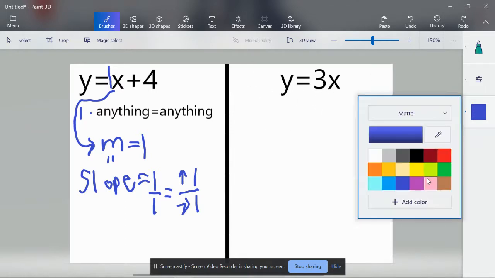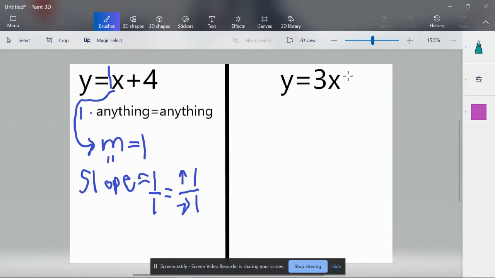So this one looks weird because there's nothing on the end here. Like this equation has a plus 4. This one doesn't have anything. So since there's nothing here, the way we represent nothing in math is with 0. So really, there's a plus 0 here. And that means that your 0 is your y-intercept. I'm going to abbreviate it as y-int.